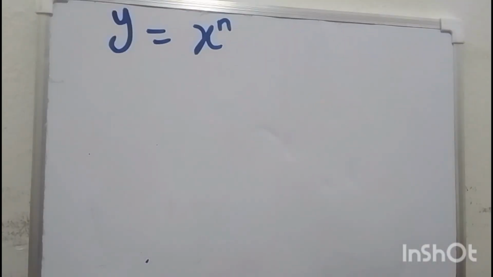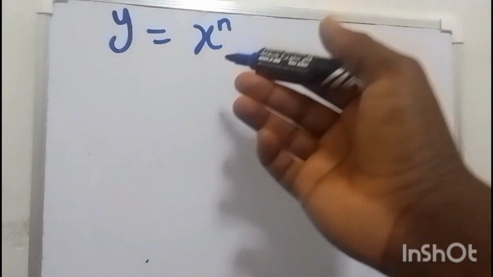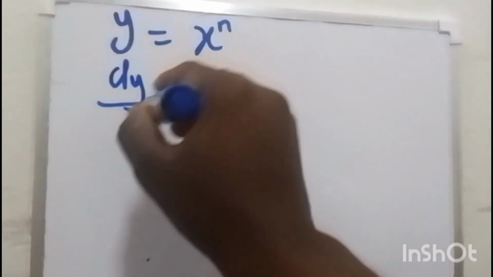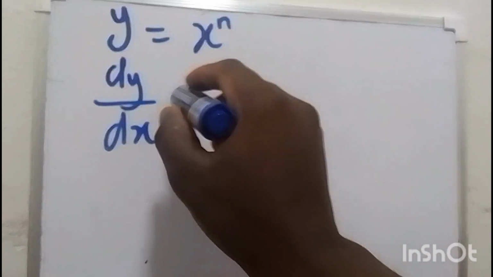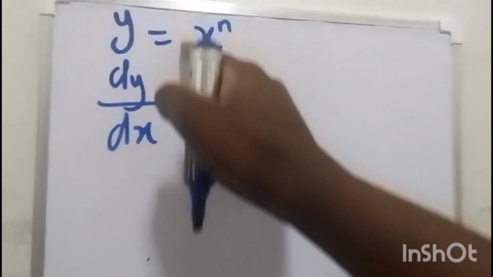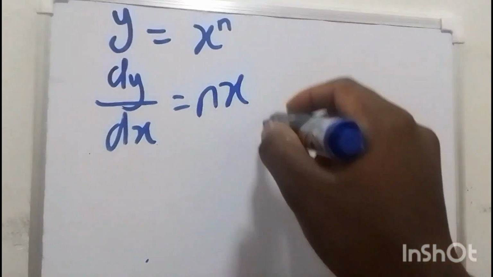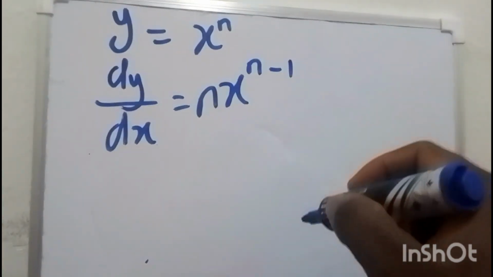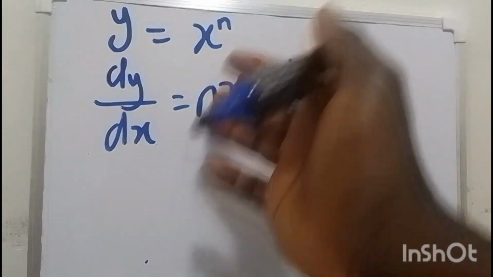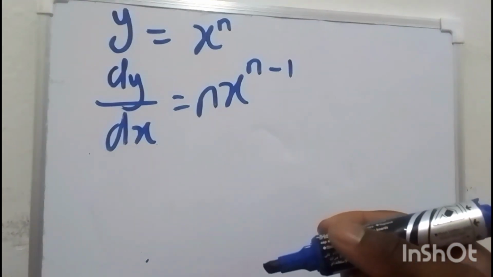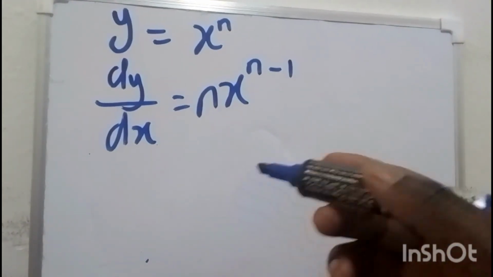Alright, looking at this question, it's a general expression for differentiating polynomials. To differentiate x power n, we have dy over dx equals n, and we multiply by an invisible 1 here. So we have n multiply 1, which is n, we write the x, and we write n minus 1. This is a general expression for differentiation and also for polynomials. Alright, so we are going to look at some examples.